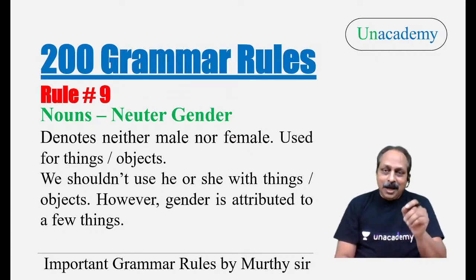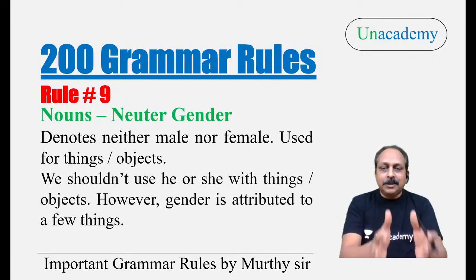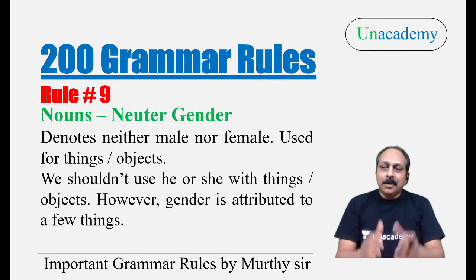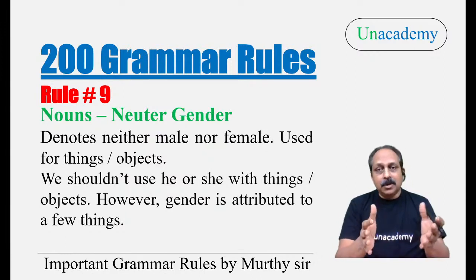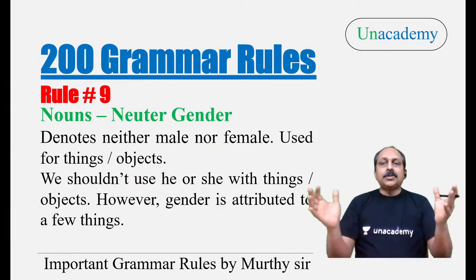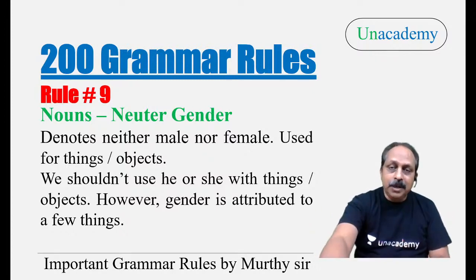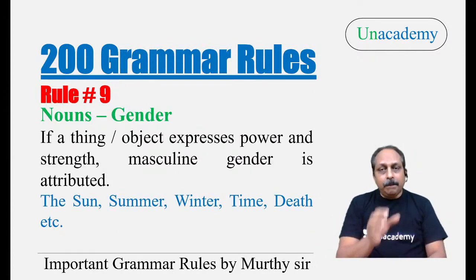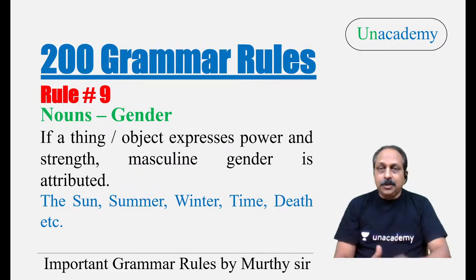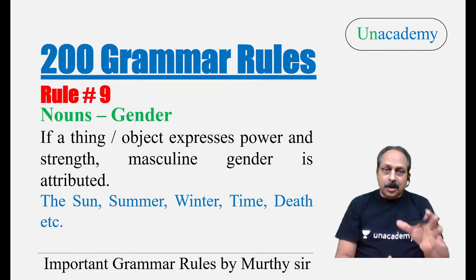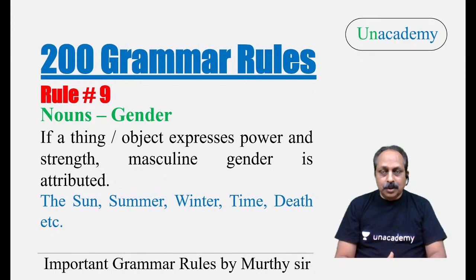However, English has rules, and English has exceptions. Gender is attributed to a few things. English people in the past, when they saw certain things, were awestruck. They must have got surprised. And certain things expressed power and strength, beauty and grace. Now, listen very carefully. I have just given the introduction. Now, we'll go to the rule.